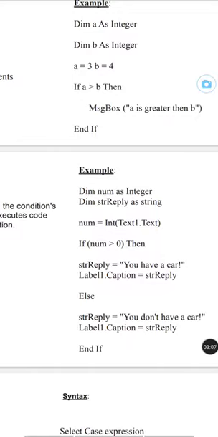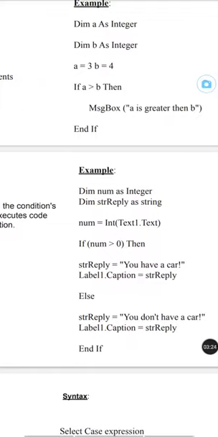Again I am using a label in a form. Label caption value is equal to str reply. So based on the label, I am assigning a string variable so that the value inside the string variable will be printed on the label caption.